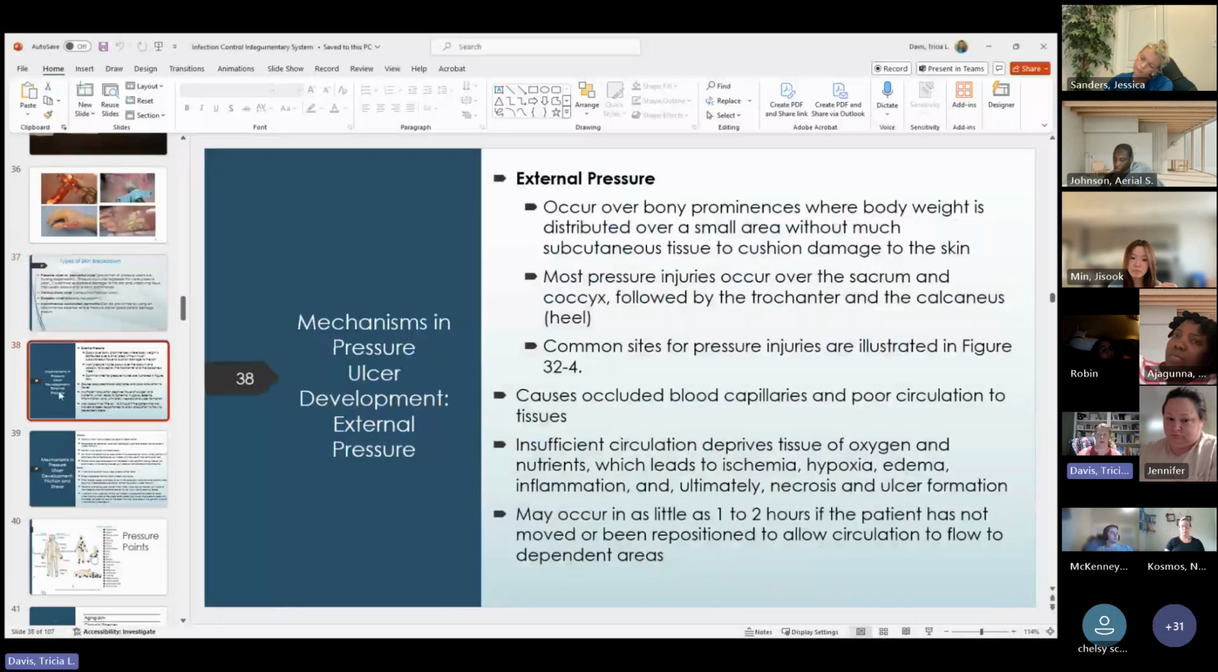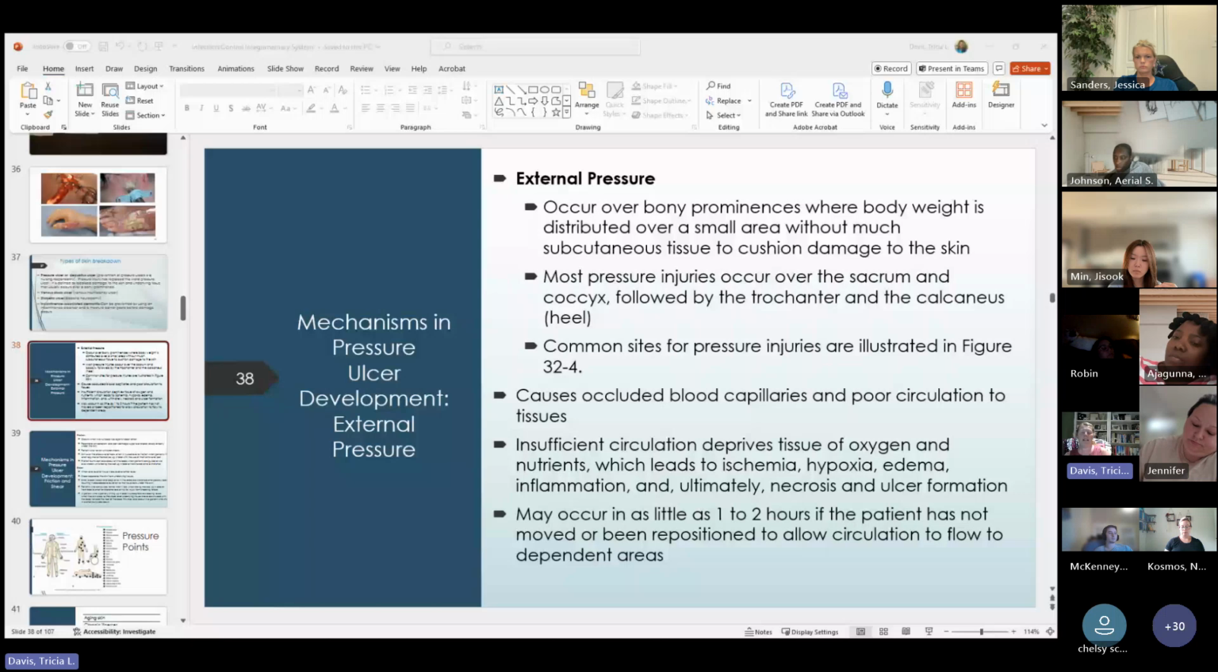All right, so when we think about these pressure ulcers, external pressure is always going to be one of our biggest contributory factors. These are going to occur over those bony prominences where our body weight is distributed over a very small area, okay? And in that area, there's not a lot of subcutaneous tissue to cushion any type of damage that happens to that skin.